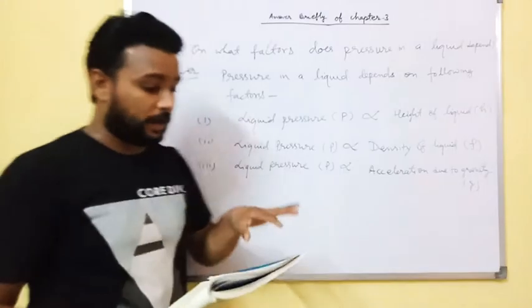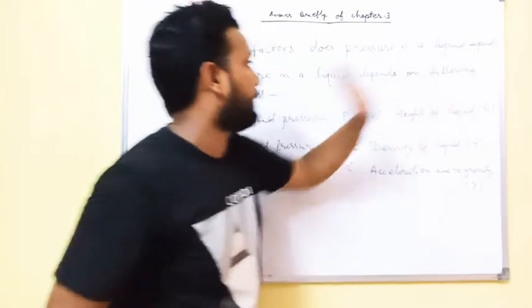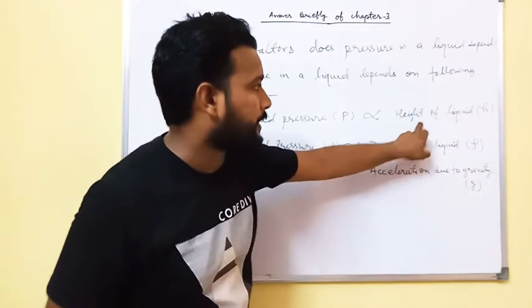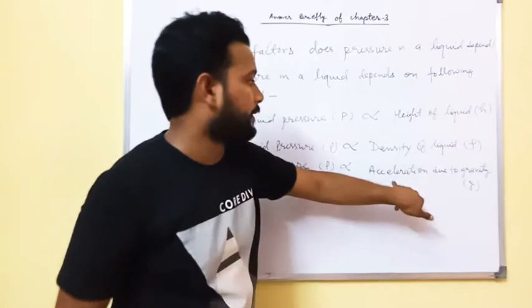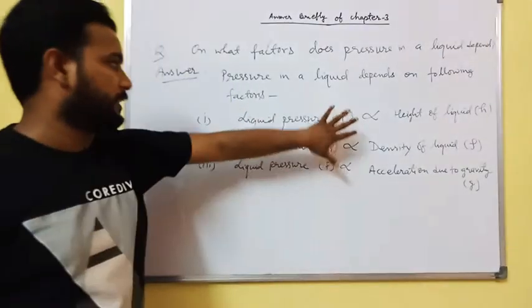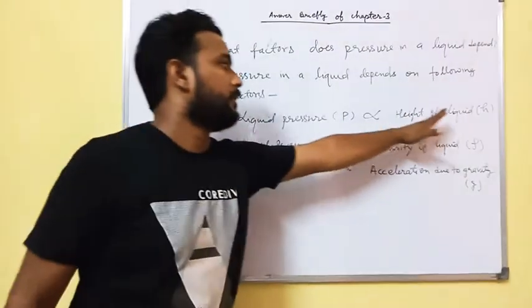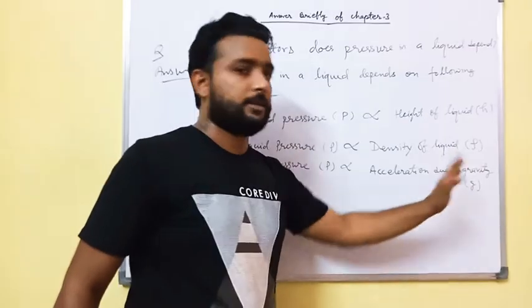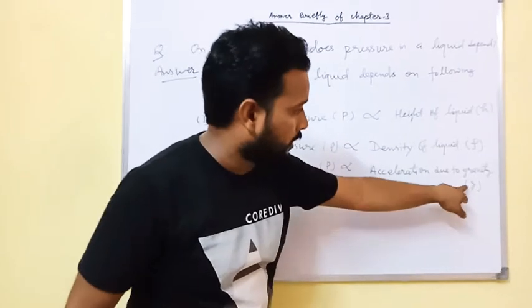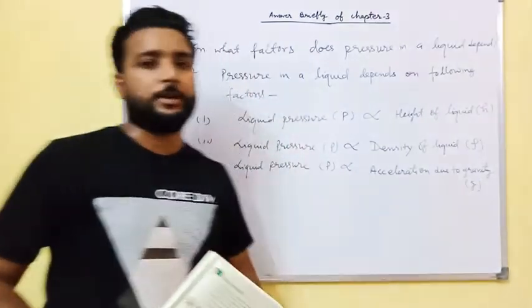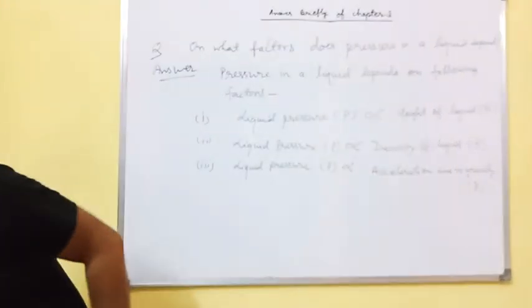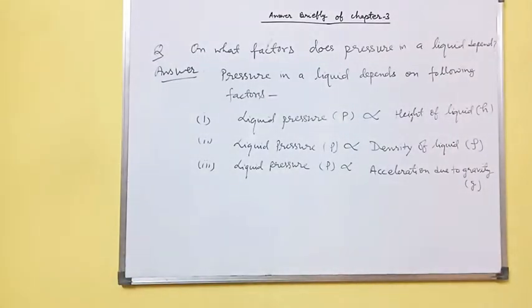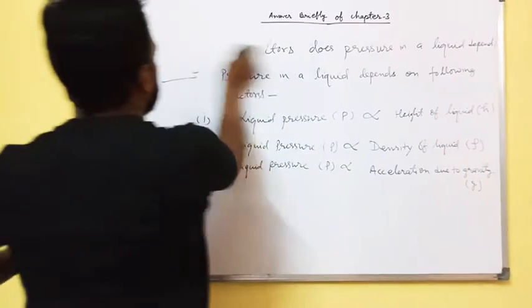So the question was, on what factors does pressure in a liquid depend? Pressure in a liquid depends on the following three factors: height of liquid, density of liquid, and acceleration due to gravity. And these are the relations between pressure and height, pressure and density, and pressure and acceleration due to gravity. Now we will discuss one more problem.